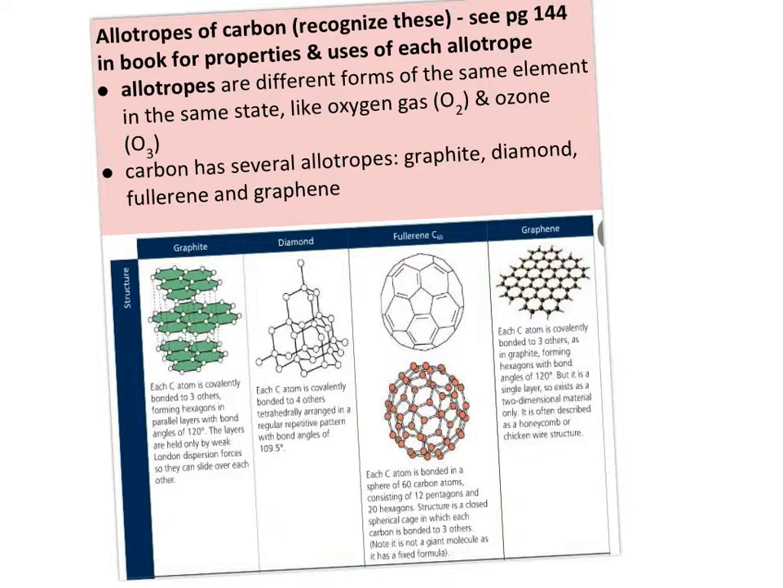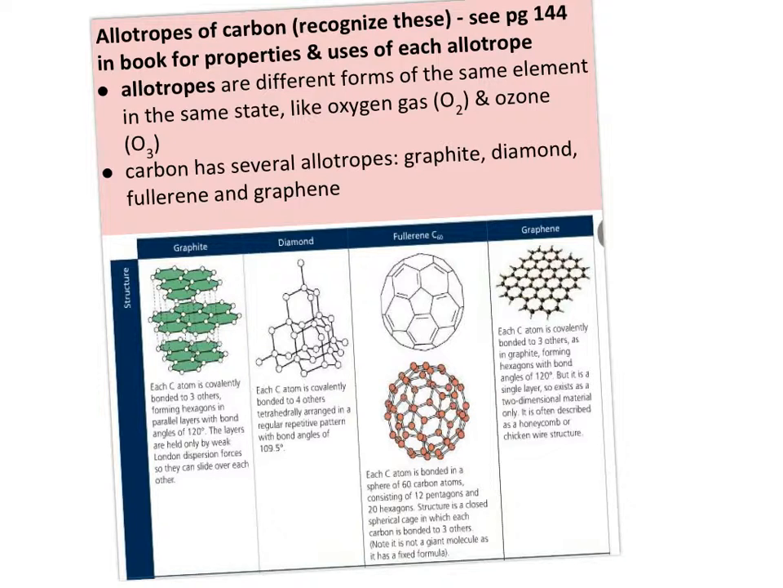So here's some allotropes of carbon. You should be able to recognize these different allotropes. And you should check out page 144 for the rest of this chart, where it talks about the actual properties and uses of each allotrope. As I said, an allotrope is a different form of the same element in the same state, like oxygen gas and ozone. So carbon has several: graphite, diamond, fullerene, and graphene.